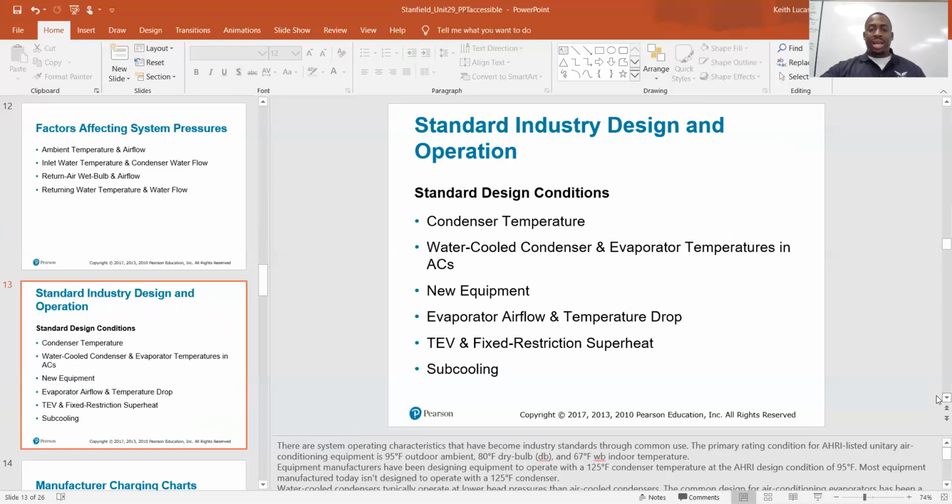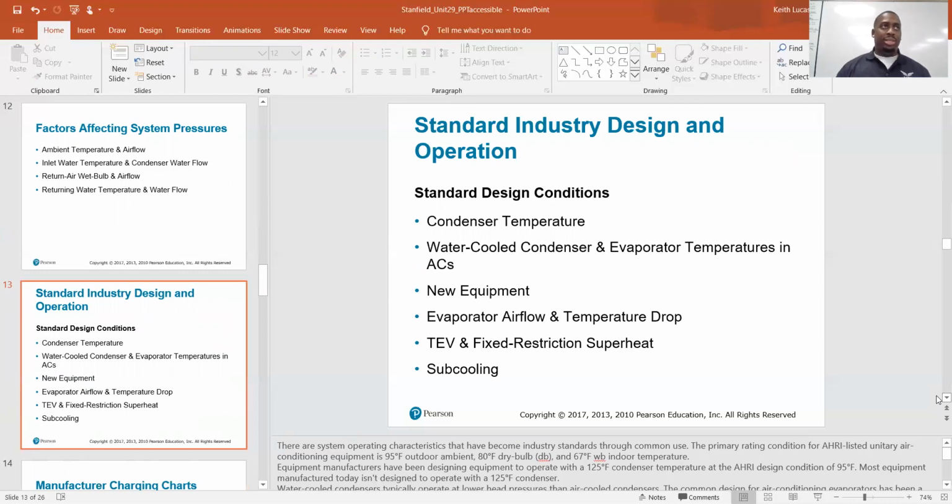Standard industry design and operation. So there are system operating characteristics that become industry standards through common use. The primary rating condition for AHRI listed unitary air conditioning equipment is 95 degrees Fahrenheit outside and 80 degrees Fahrenheit inside, and 67-degree wet bulb inside.